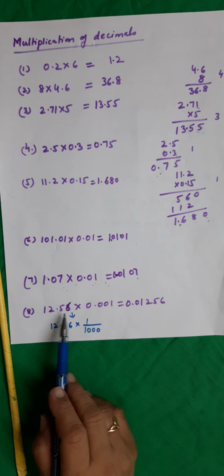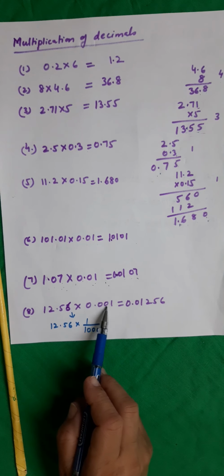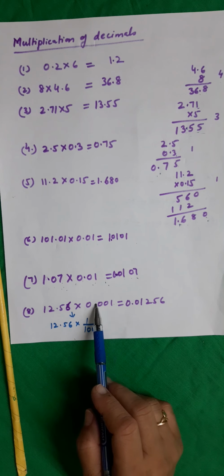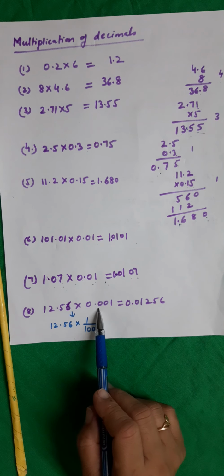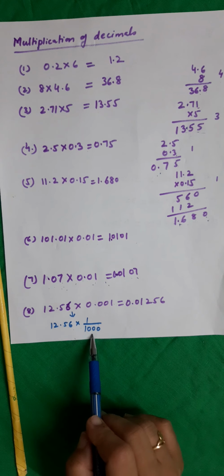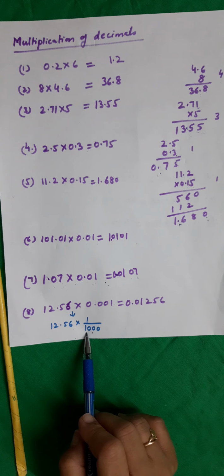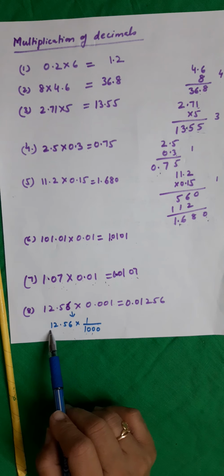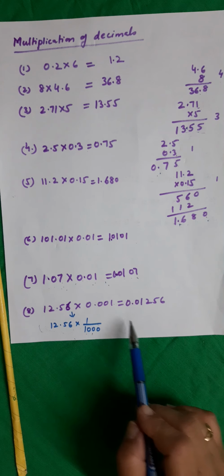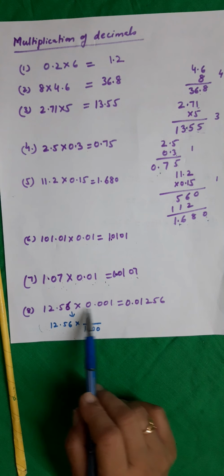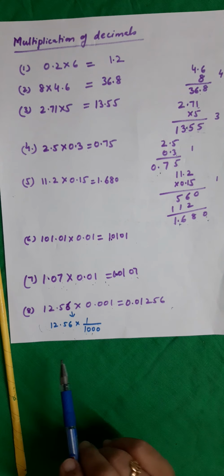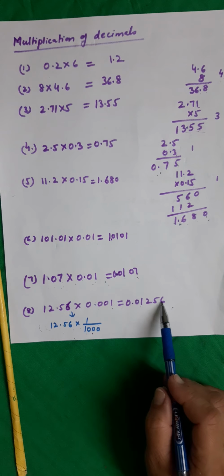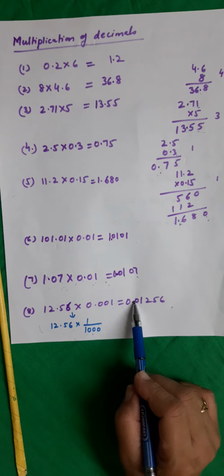Similarly, 12.56 into 0.001. Now, one method was this. Another method is that I can write this as 12.56 into 1 upon 1000. Since 1000 is there, I will move my decimal 3 places. Or 12.56 into 1 is 1256 only. Now, how many decimal places? 1, 2, 3, 4, 5. So I will count from the back side 1, 2, 3, 4, 5 and put a decimal here.